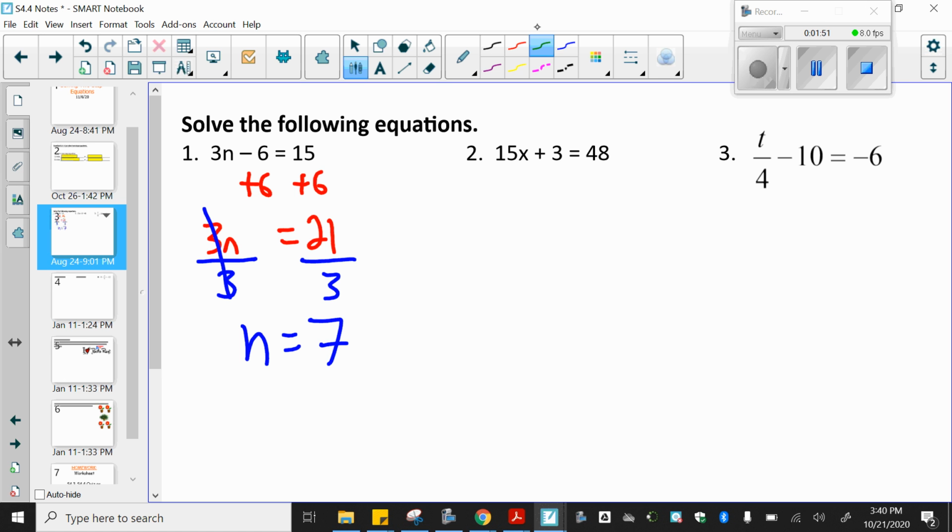Next one, 2. I have 15 times x plus 3 equals 48. I want to undo my addition, so I'm going to do minus 3 and minus 3. If I bring that down, that gives me 15x. That goes to 0. Equal sign comes down. 48 minus 3 is 45.